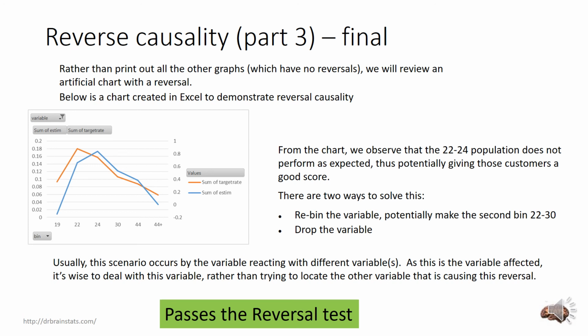From the chart we observe that the 2024 population does not perform as expected, thus potentially giving those customers a good score. There are 2 ways to solve this: rebin the variable, potentially making the second bin 22 to 30, or drop the variable. Usually this scenario occurs by the variable reacting with different variables within a model. But, as mentioned before, our model passes this test.